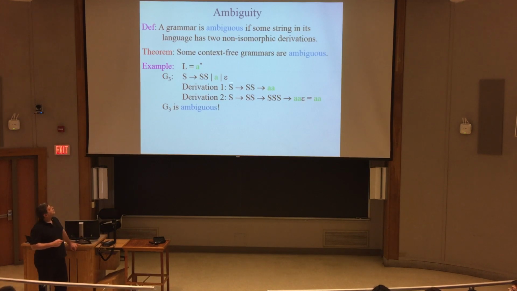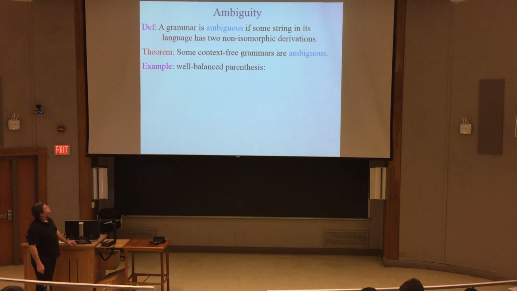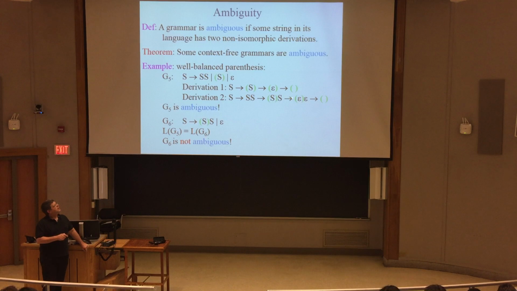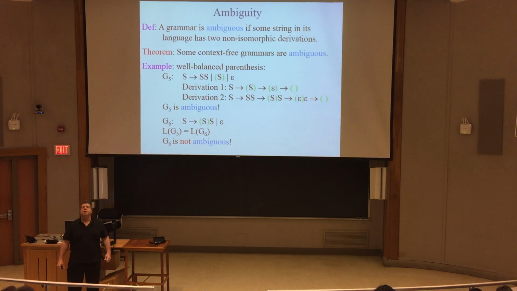L is the language A star, so here's one grammar, S goes to SS or A or epsilon. But that's ambiguous. Here's a grammar that's not ambiguous for the same language, A star. Well-balanced parentheses: that grammar was ambiguous because there are two or more ways to derive open paren, close paren. Here's one way, here's another way. Two derivations are different if they have a different derivation tree.